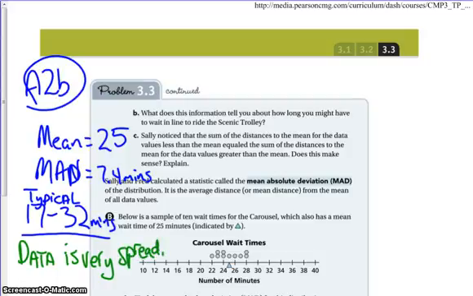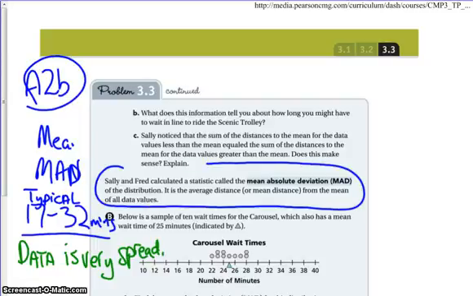All right. So we're not going to do C. And if we go on below there, it says that Sally and Fred calculated a statistic called the mean absolute deviation, or MAD, of the distribution. It is the average distance or mean distance from the mean for all values. I would definitely make sure that you understand this. And what that means is once we find the mean, we're going to find the distance away from the mean and then find the mean of that. So you're actually finding the mean twice.